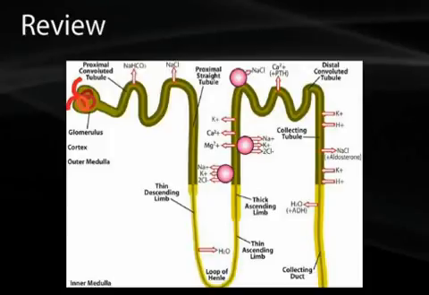Let's review once again. In the proximal convoluted tubule, primarily sodium is reabsorbed with bicarbonate. Also, glucose, amino acids, phosphates are reabsorbed, coupled with sodium reabsorption. In the thin descending limb of the loop of Henle, only water is reabsorbed, as it is impermeable to solute.